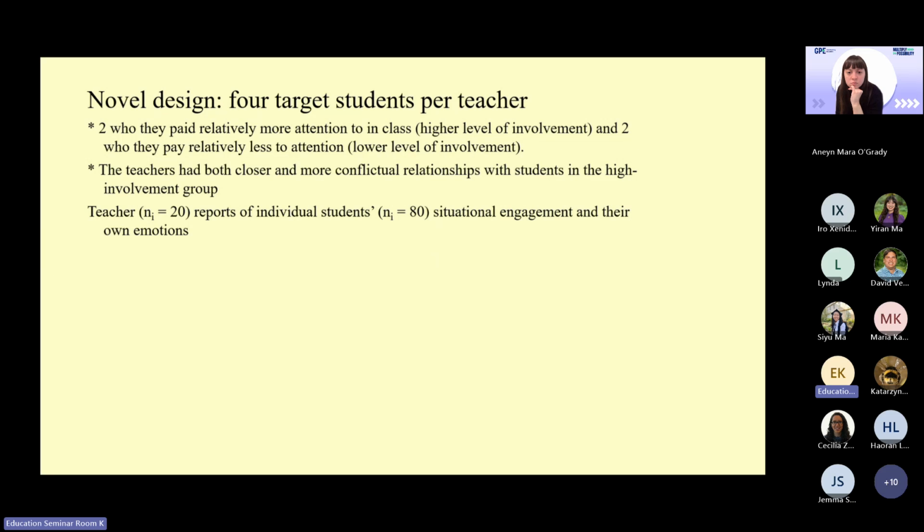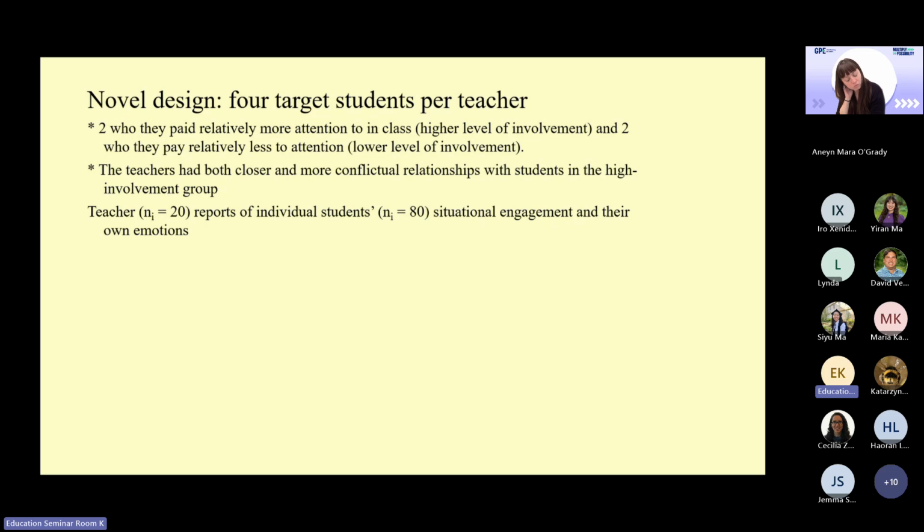Then we have the novel design, where we have teacher reports of 4 target students. And these were selected so that teachers nominated 6 students, and out of these, we then asked the teacher to rate 4. So 2 students who they paid relatively more attention to in class, so a higher level of involvement, and 2 who they paid relatively less attention to in class. So we differentiated between these 2 types of students. And teachers were very good at selecting students and agreeing with this design, that some students get more involvement than others.